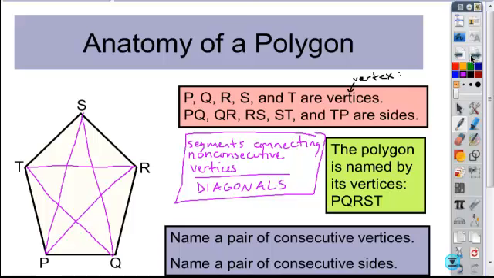All right, questions about that? Yeah. Well, in this, as long as they're not consecutive. So Q and T would be consecutive to P, so those would be the ones not counted.